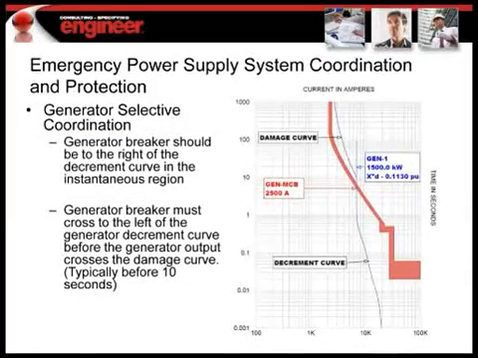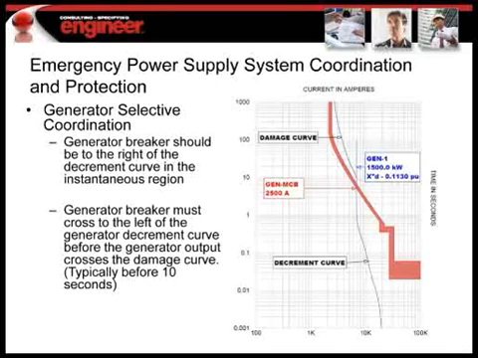So how do we coordinate with this system, with this damaging decrement curve? What we want to do is set a breaker, or possibly in some situations you can use the generator relay control that is inside the generator controllers. Some manufacturers do make very sophisticated relay modules inside the controllers that would do this function, and they're actually quite good at it as well.